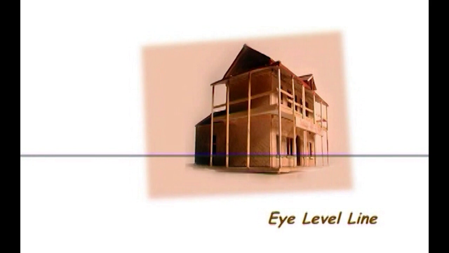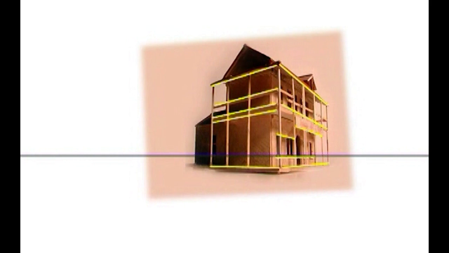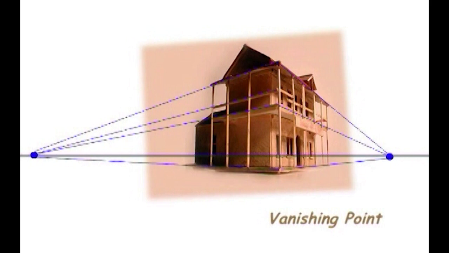The effect of perspective is most noticeable on all horizontal lines. All these lines are horizontal. If you placed a spirit level on them, they would all be level. The effect of perspective makes these lines appear to converge on points called vanishing points. The vanishing points for these horizontal lines will always be somewhere on the eye level line.